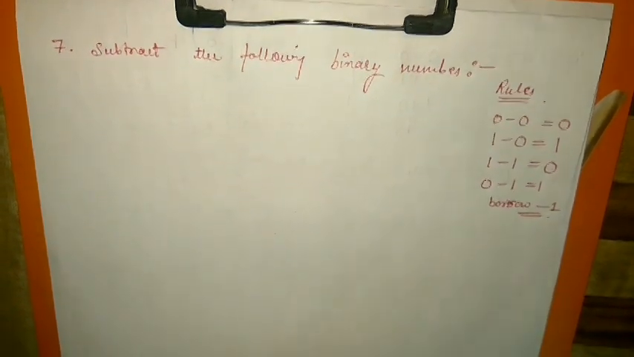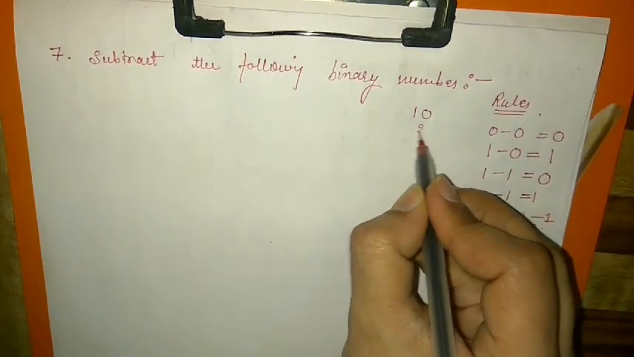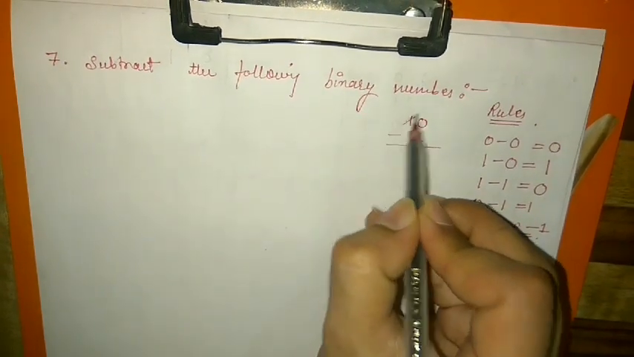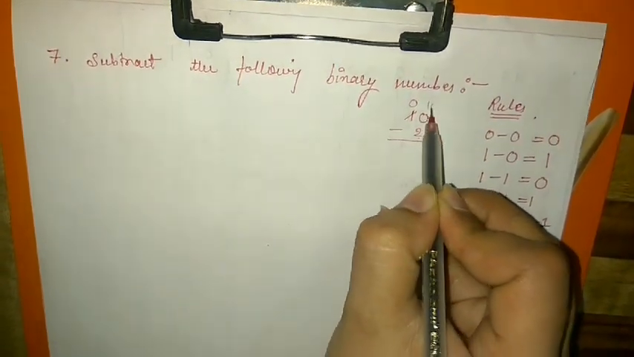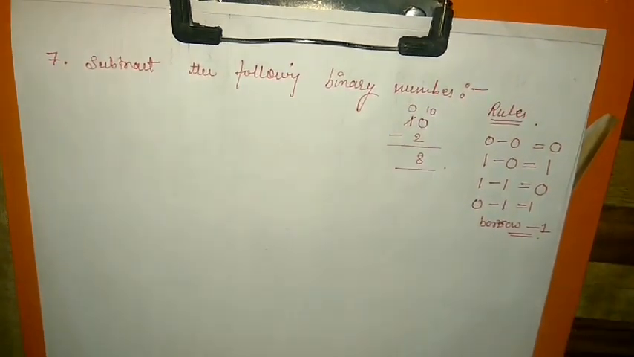Now what does it mean? It means that if you have 10 here and you have to subtract 2 from it, so what are you going to do? 0 is smaller than 2, so from here what you do is you make this 0 and you take this as 10. Okay, so 10 minus 2 is 8. That is how you are getting 8 as a result.